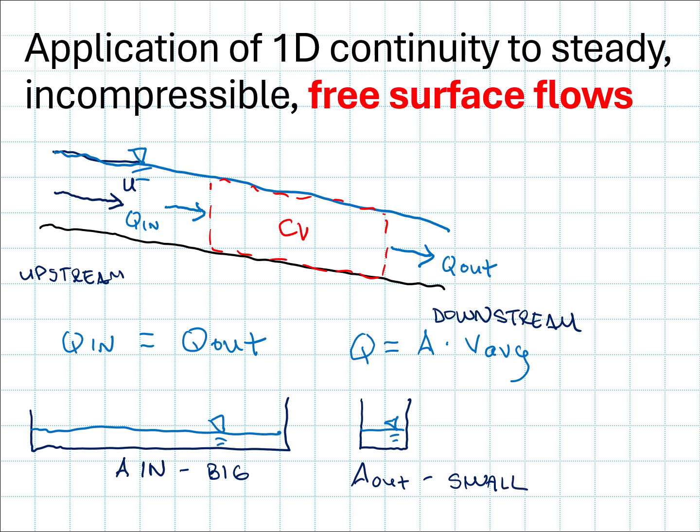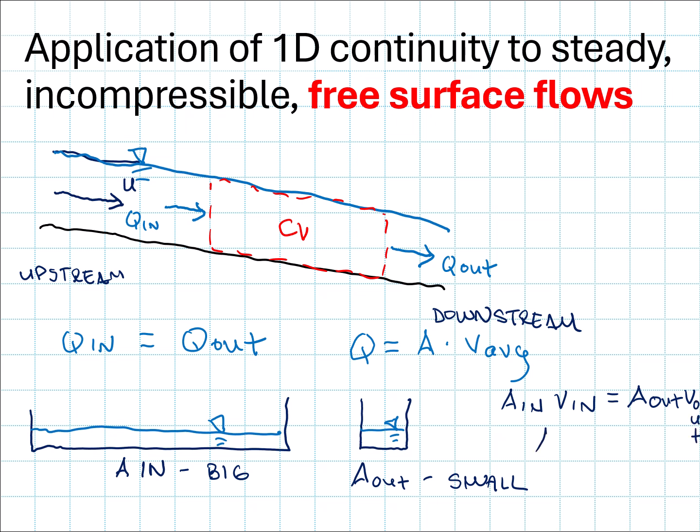So by combining my 1D continuity to steady incompressible free surface flows with the knowledge that my volumetric flow rate is the product of the cross-sectional area and the average flow speed, I can rewrite my conservation of mass equation to replace Q with AV. So I've got my cross-sectional area in multiplied by my average flow speed coming into the control volume, and it has to be equal to my downstream area and V.